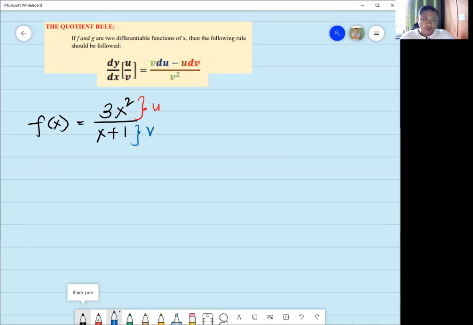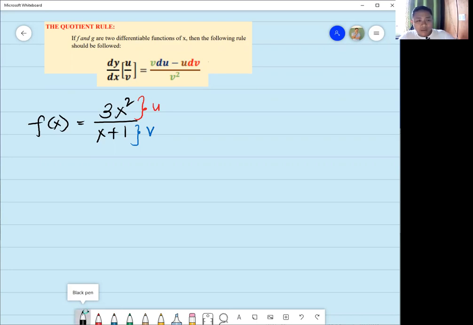Okay? And so what will we do here? Of course, we will follow this process. In the multiplication, it's u dv plus v du. In our quotient rule, it's the opposite. V du will be the first, minus the u dv over v squared. Whatever is your denominator, you just square it. Okay? Let's do that process.